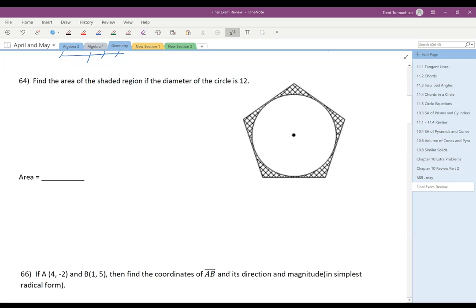It says find the area of the shaded region if the diameter of the circle is 12. So what we're going to end up doing for this problem is the area of the shaded region is going to be the area of the pentagon minus the area of the circle.